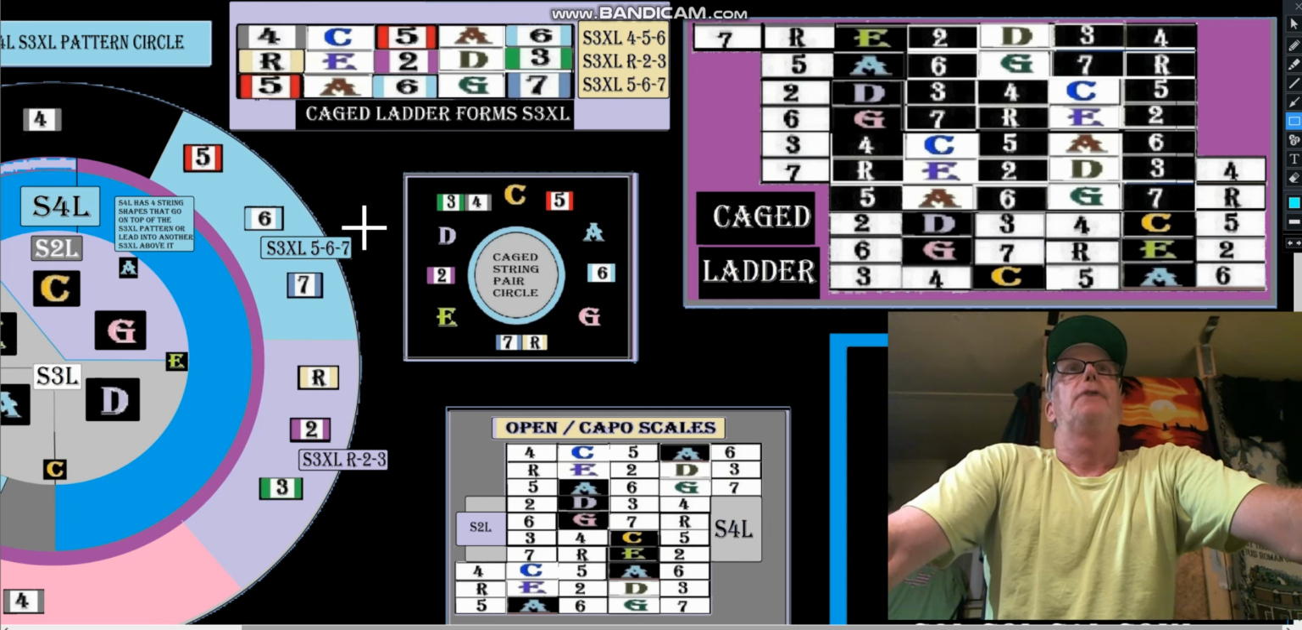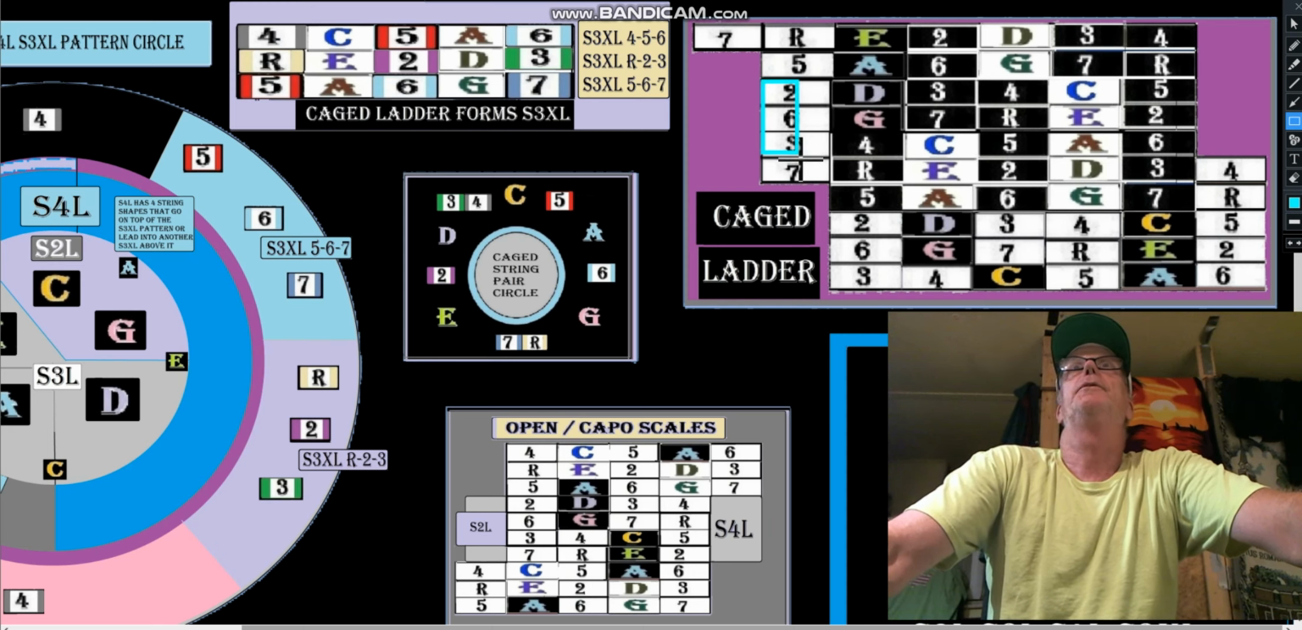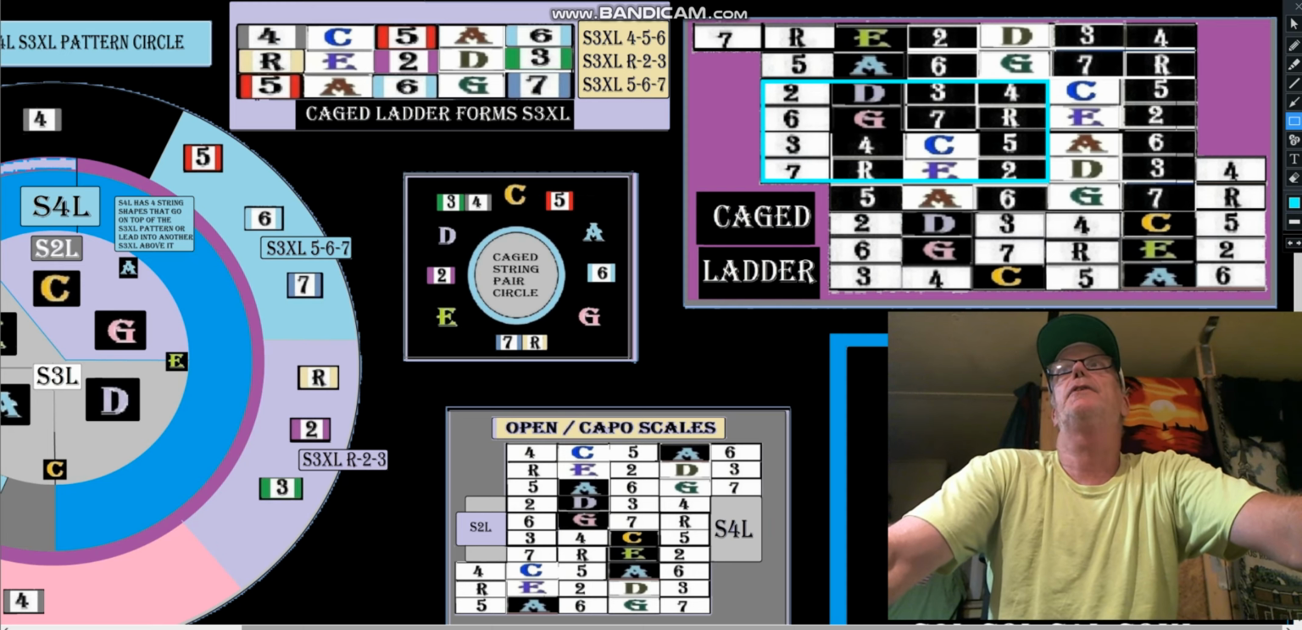Alright, so what were we talking about? We were talking about circling out an S4L here. So it's going to be right here. Here's an S4L: E, C, G, and D. Okay, that's our S4L: E, C, G, and D.